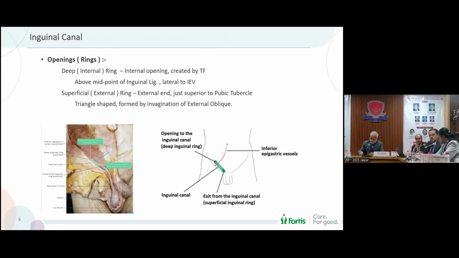So let's go back to our anatomy days. In the first year of the MBBS, we have all gone through this. When we are discussing inguinal hernia or groin hernia, we should know the anatomy of both fields, open as well as endoscopic. The inguinal canal is a 4 centimeter long canal which traverses from deep ring to superficial ring. Deep ring is at the mid inguinal point. We all know it, and the superficial, external ring is just superior and lateral to the pubic tubercle.